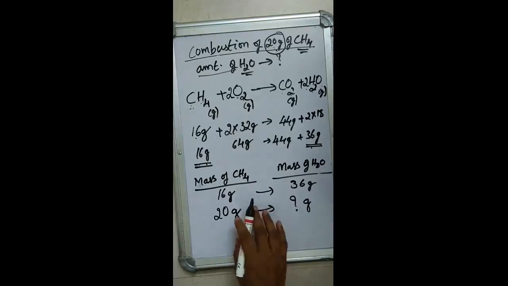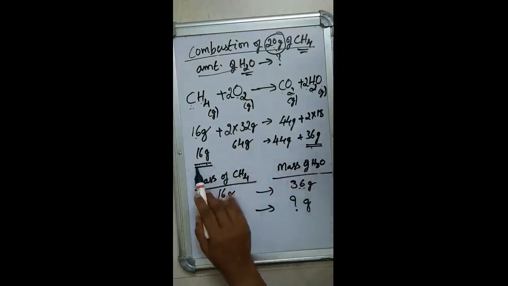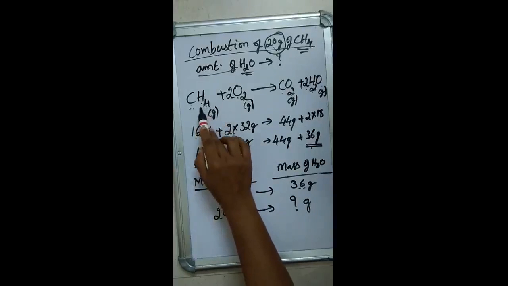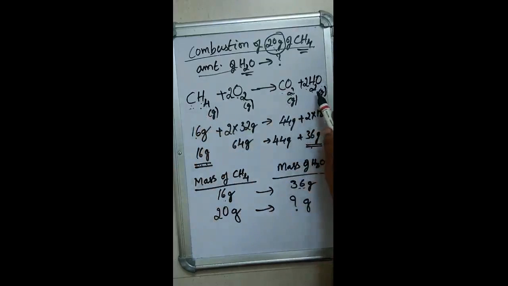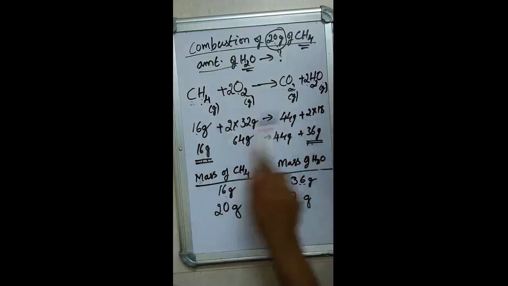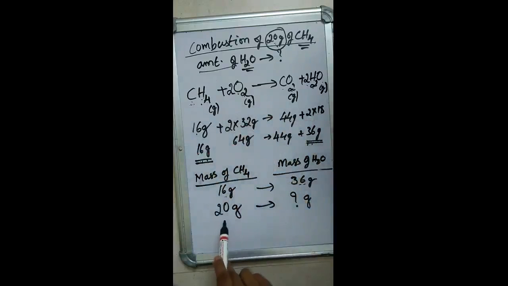I hope you understood. So this relationship I put based on the equation. If I use 16 gram of methane, how much water will be produced? 36 gram of water will be produced. That is according to the equation I have written the data. But what question is asked?